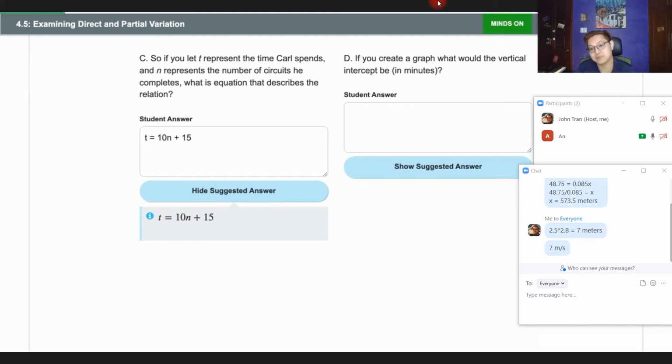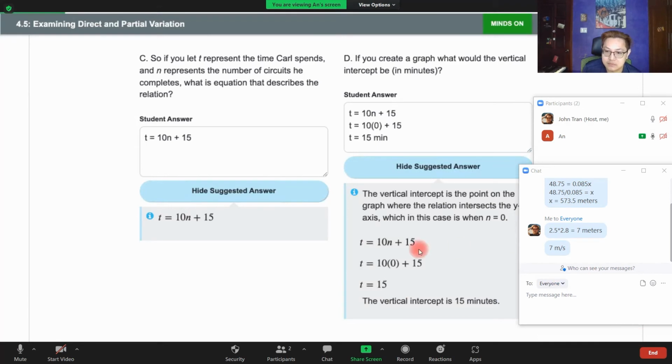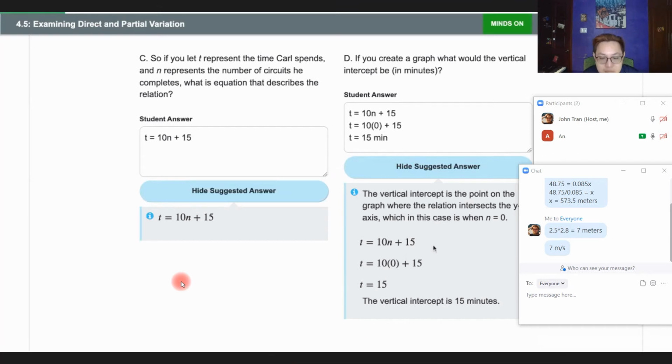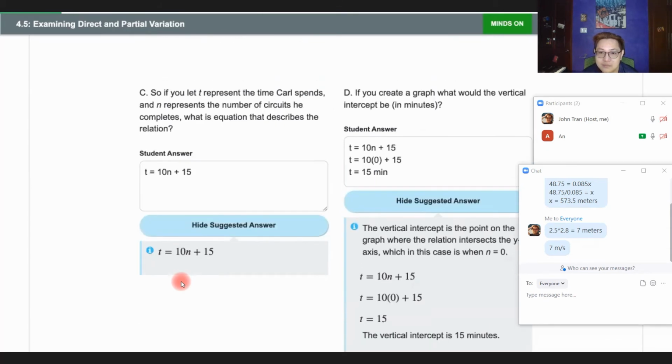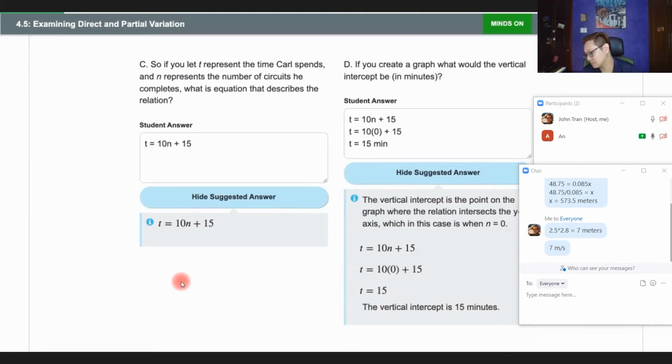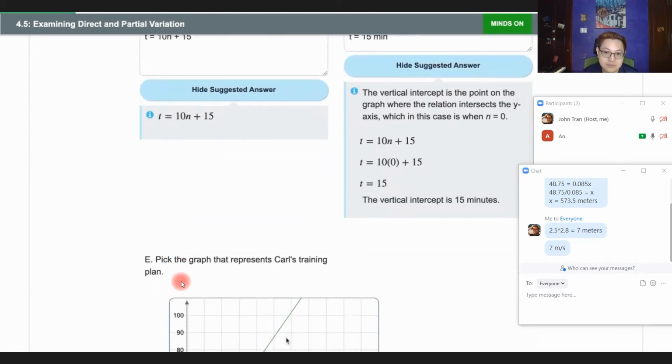Wait, can I go to the washroom for a few minutes? Sure. The vertical intercept intersects the y-axis, which in this case is when n equals 0. T equal 10n plus 15. Since there's no time, 10 multiplied by 0 is 0. And so it's t equal 15, which means he didn't do the circuit training, so it's only a 15-minute warm up.